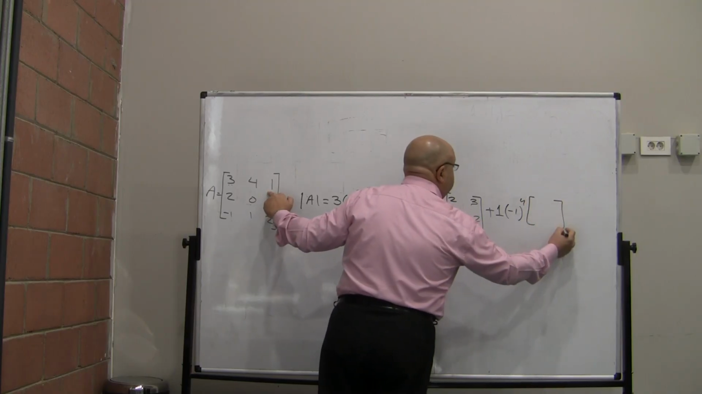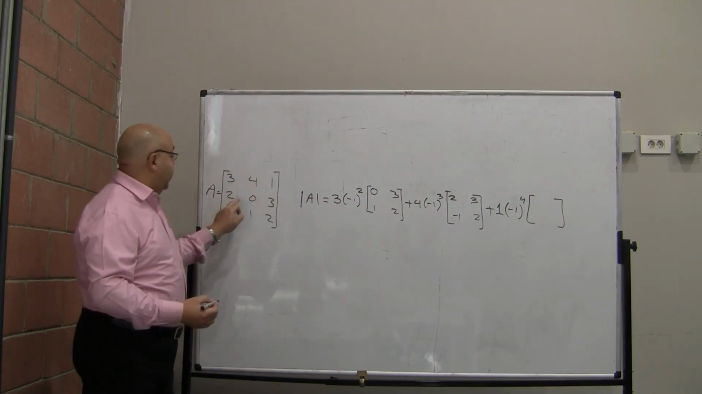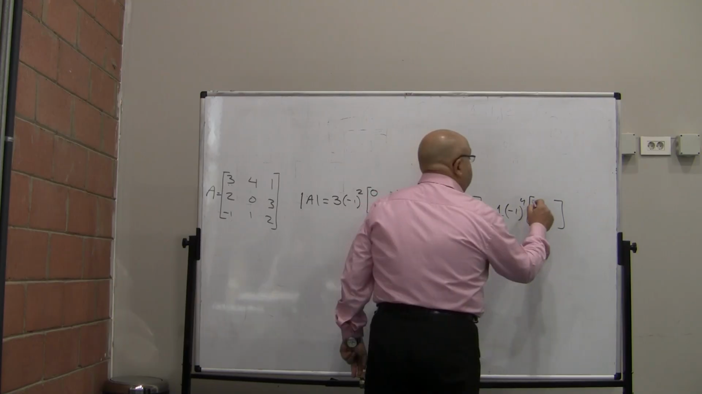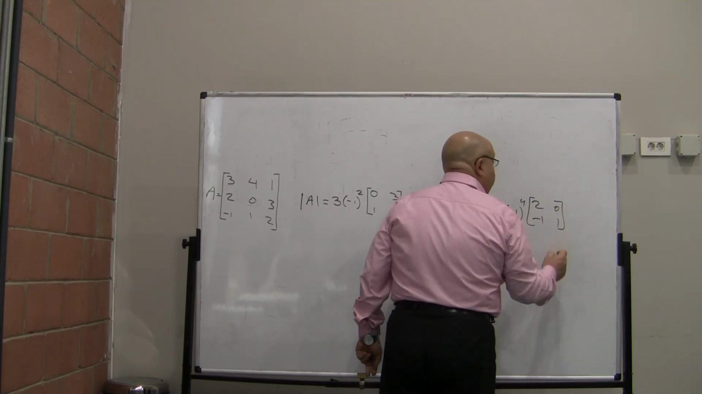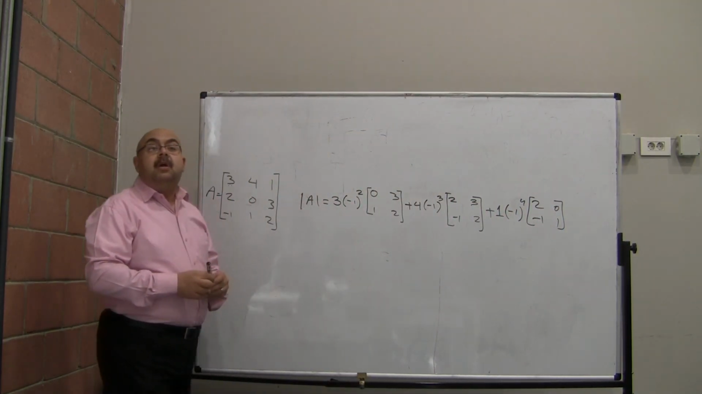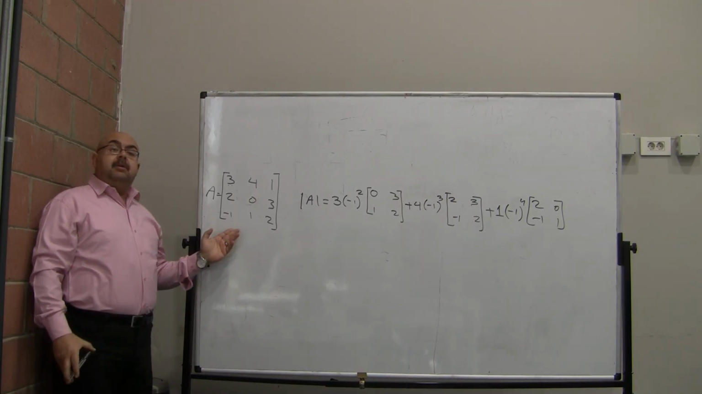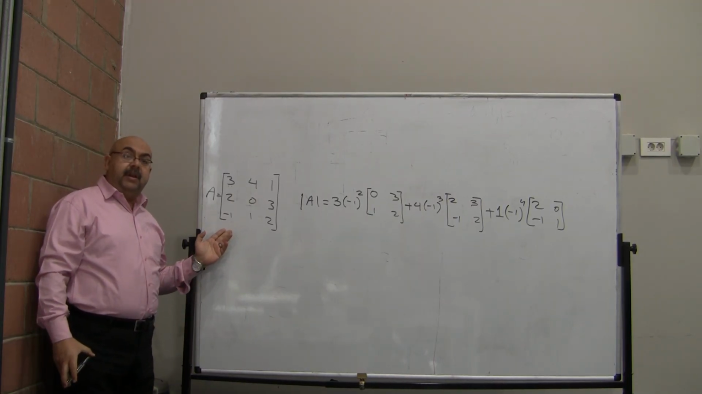Then I will eliminate the row and column. Eliminate the row and column. What will it give you? 2 0 negative 1 1. Okay. Dimension 3 by 3.